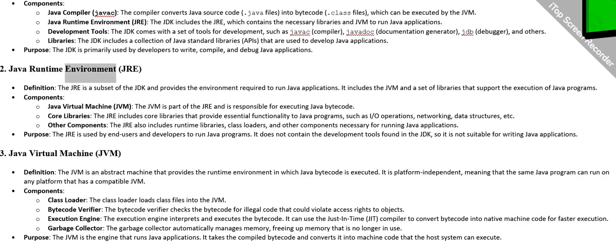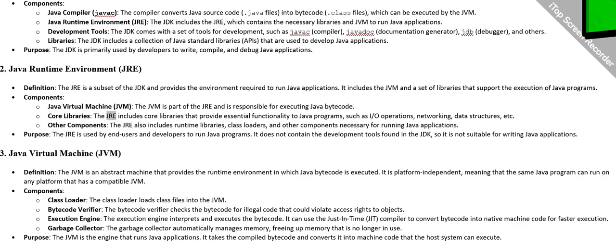2. Java Runtime Environment, JRE. Definition. The JRE is a subset of the JDK and provides the environment required to run Java applications. It includes the JVM and a set of libraries that support the execution of Java programs. Components. Java Virtual Machine, JVM. The JVM is part of the JRE and is responsible for executing Java bytecode.